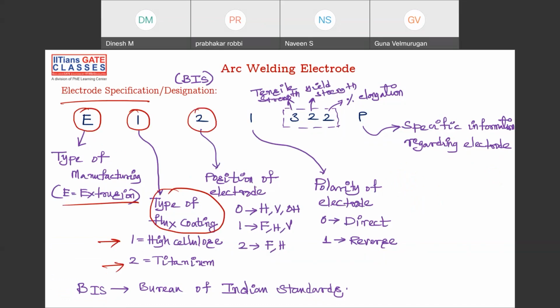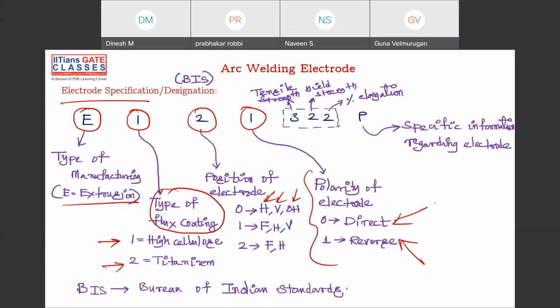And the second one is the position of the electrode. How you're doing horizontal welding, vertical welding, overhead welding. We have seen these positions of welding. And this space or this gap is for the polarity. If you're using direct polarity, then you have to give 0. If you're using reverse polarity, then you have to give 1.